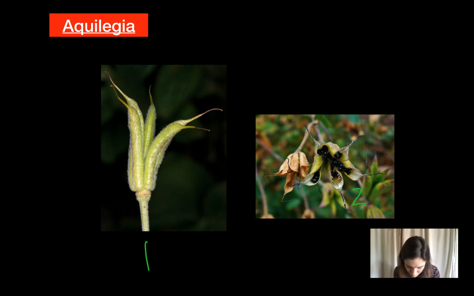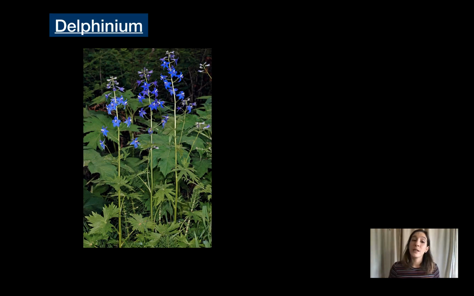They're filled with those black seeds inside. And then this is probably last year's follicetum. So step 3. Cool. Moving on to our last required genus in Ranunculaceae.